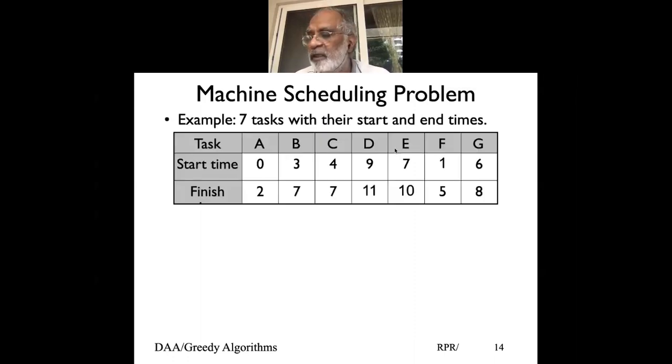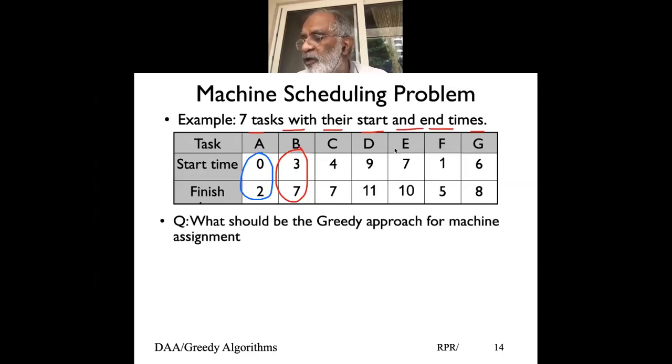Assume 7 tasks are given here. Task A starts at time 0 and finishes at time 2. Task B starts at time 3 and finishes at time 7, and so on. So we are given 7 tasks: A, B, C, D, E, F, G. How would you schedule them using a greedy approach?